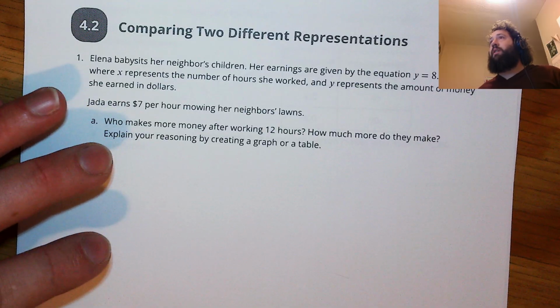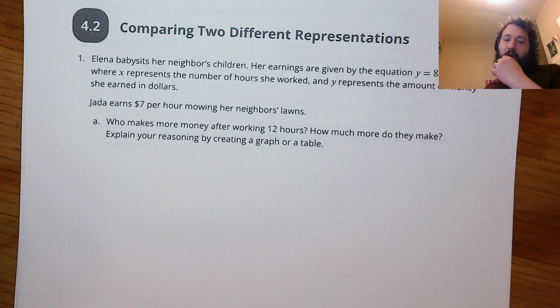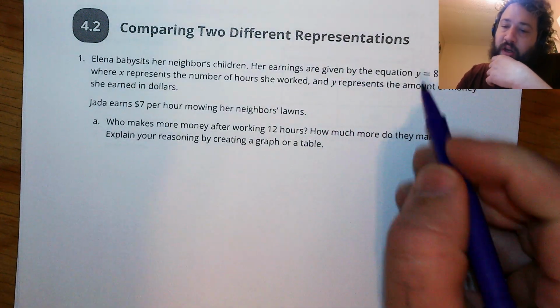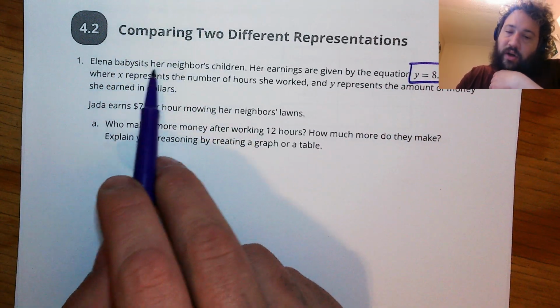Let's go to 4.2. We're going to do some comparisons. Elena babysits her neighbor's children. Her earnings are given by the equation. So we have another equation here. Now, if this is her earnings, let's see.